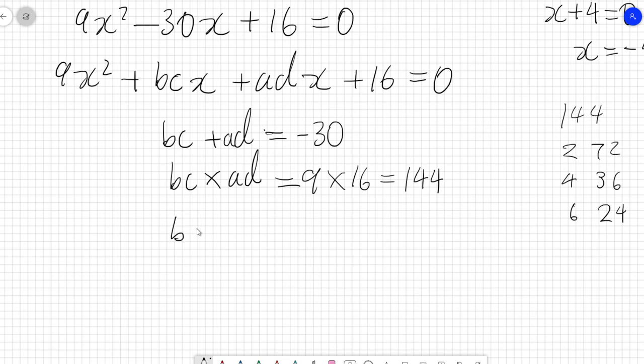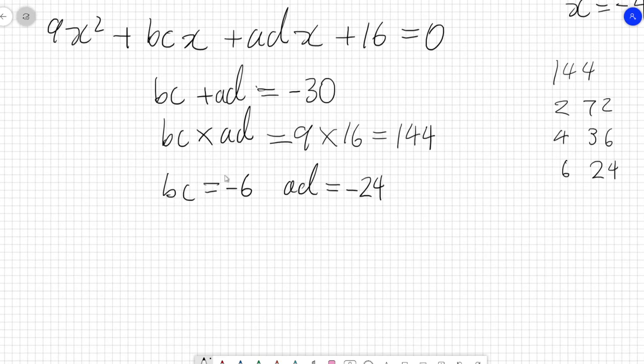So we can just say BC, because the sum has to be negative, both of them have to be negative. But negative times negative is positive, so it works out. So BC equals negative 6 and AD equals negative 24. Negative 6 plus negative 24 is negative 30, and 6 times 24 is 144. Excellent. So we found our factors. We can now separate the middle term into 9x squared minus 6x minus 24x plus 16 equals 0.